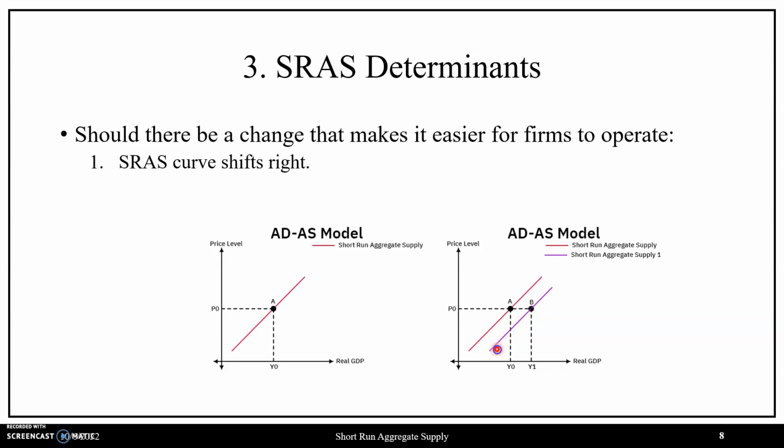willing and able to supply more in terms of real GDP, where at our initial point, holding the price level constant fixed at P naught, this means rightward movement from point A to point B on our new short-run aggregate supply curve, in which firms would be willing and able to supply a Y1 amount of real GDP, which we see as an increase from Y naught.